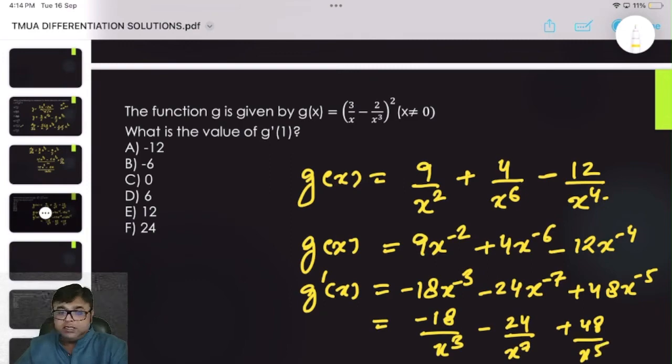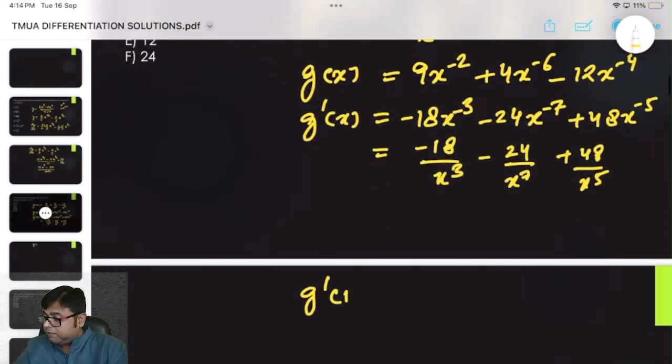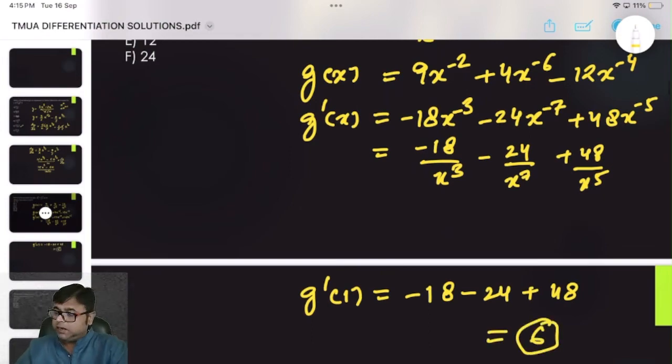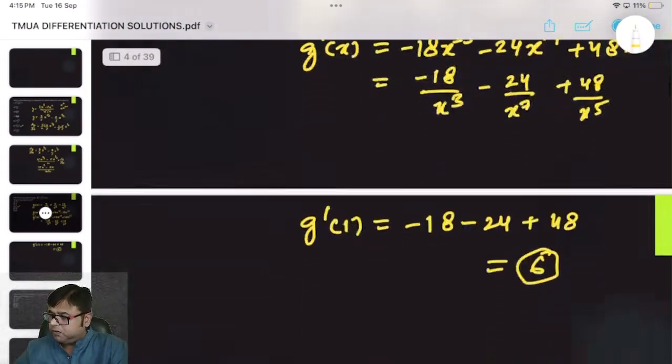Now what they are asking is g dash 1, the derivative at 1, when x is 1. So it will give me minus 18 minus 24 plus 48, which will be 6. Right? So 6 is the right answer. Yes, D is the right answer. So simple. Let's move on to the next.